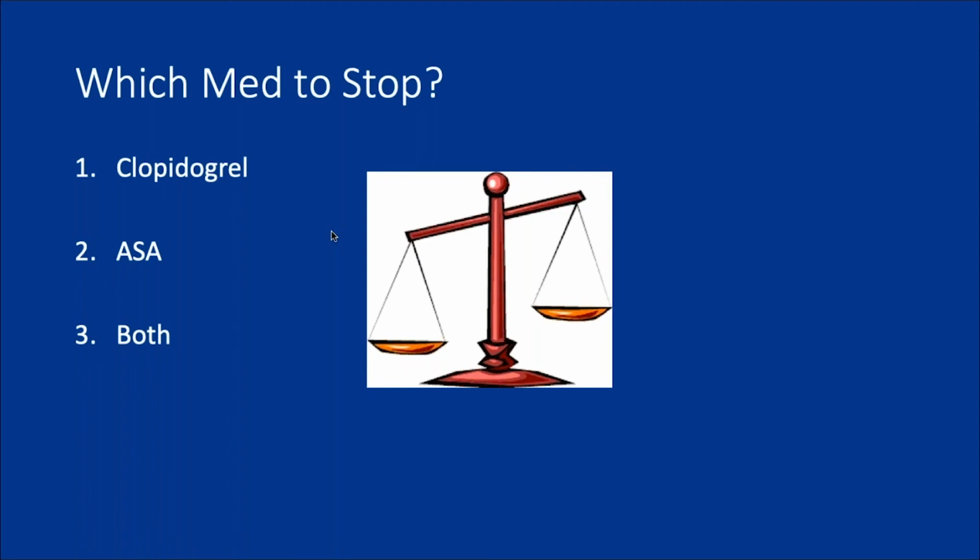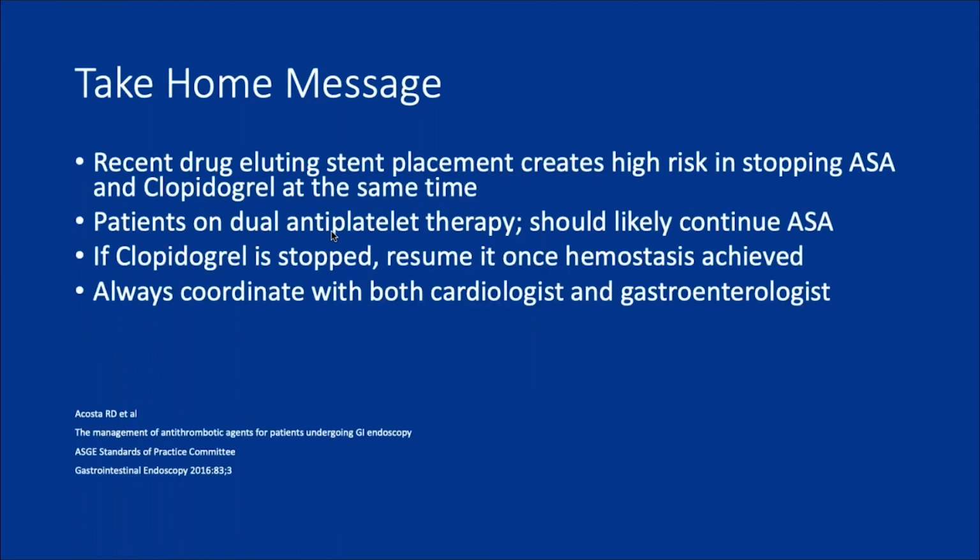So let's look here at the data. The take-home message is recent drug-eluting stent placement creates a high risk of additional clots, and we need to make sure that a patient on dual antiplatelet therapy should likely continue at least the aspirin. If the clopidogrel is stopped, resume it once hemostasis is achieved, and always coordinate with both cardiologists and gastroenterologists.